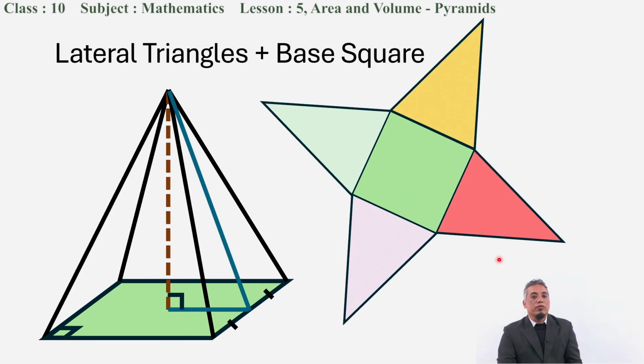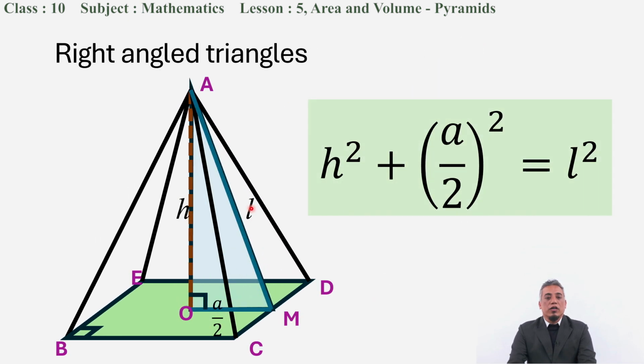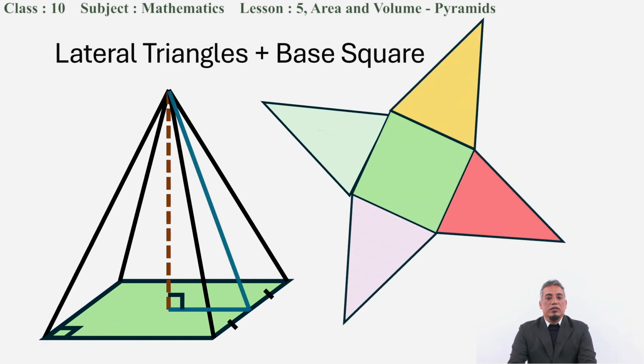Now let's review about their surface areas. So in square base pyramid, there are four lateral triangles, or four triangles, and one base. You can see here, these are four triangles and one base. The base is square, so total is called total surface area. If we take just four triangles, it will be called as lateral surface area.